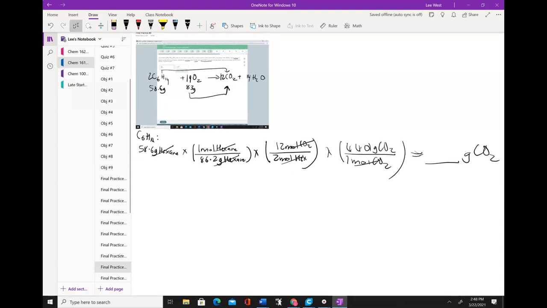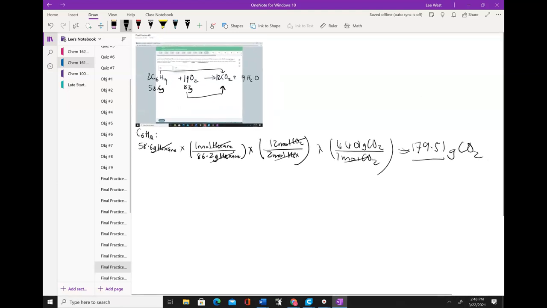So 58.6 times 1 on 86.2 times 12 on 2 times 44.01, and so it ends up being 179.51 grams. So if all of the hexane were able to react, that is how much carbon dioxide we could produce. Now we're going to do our second grams to grams.